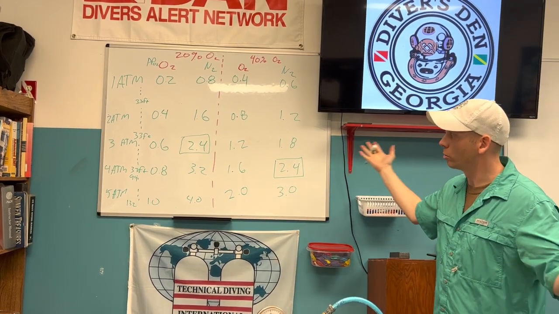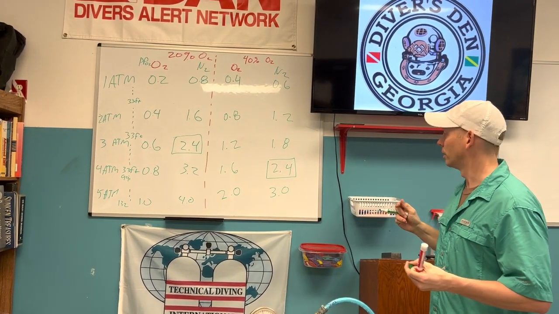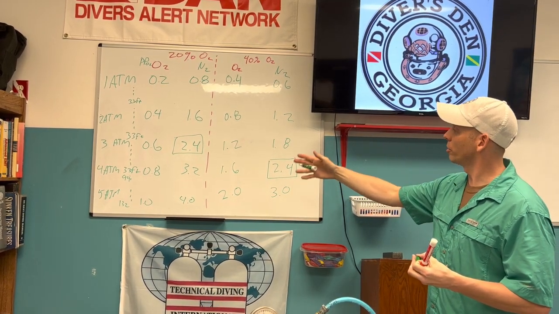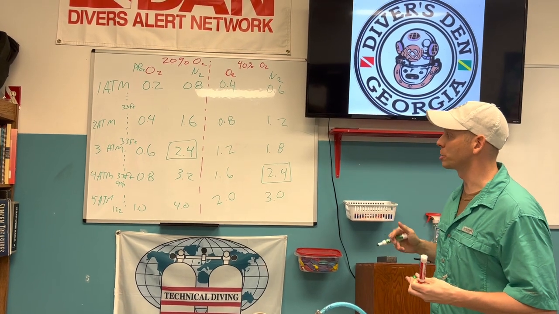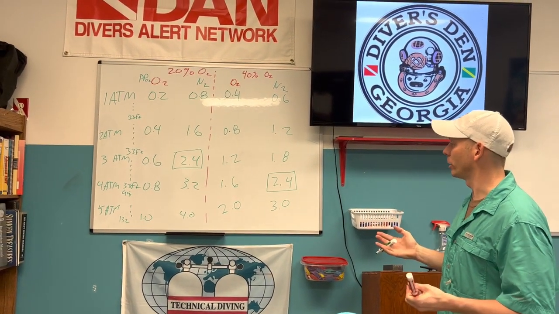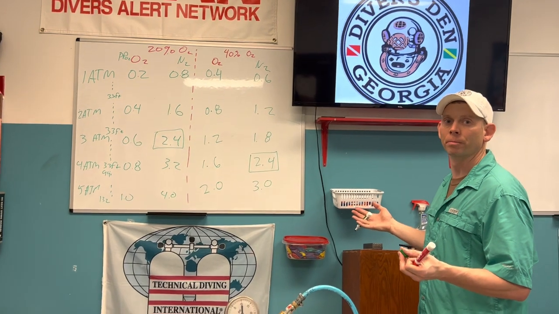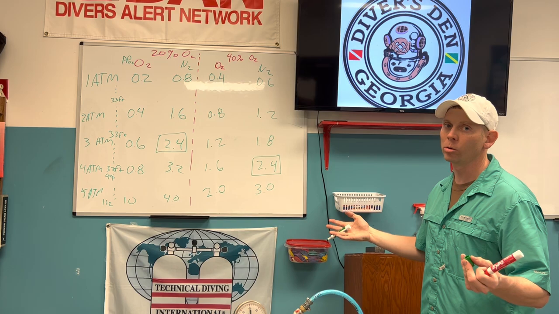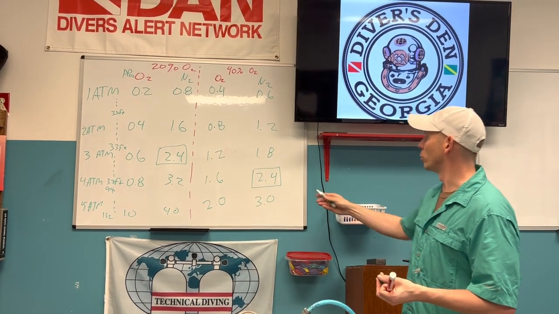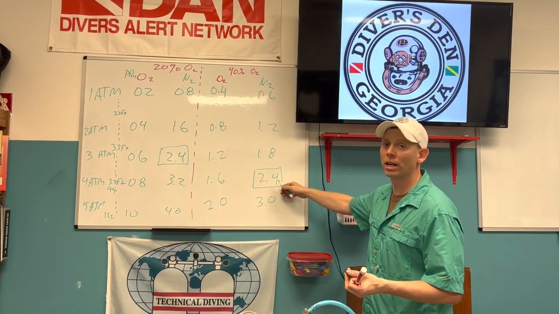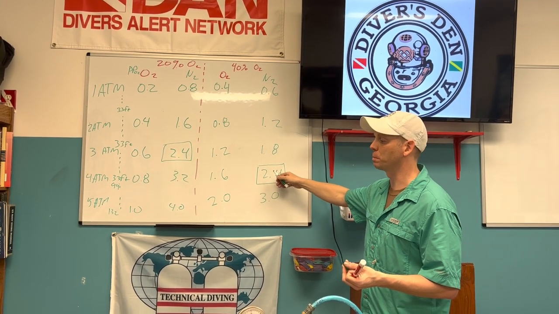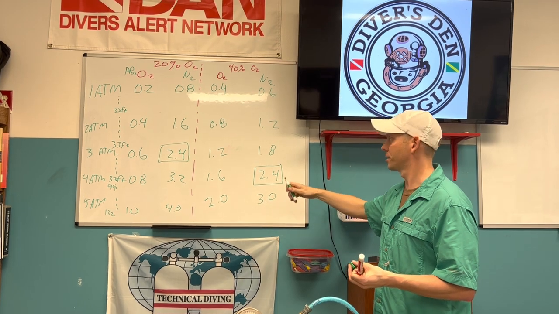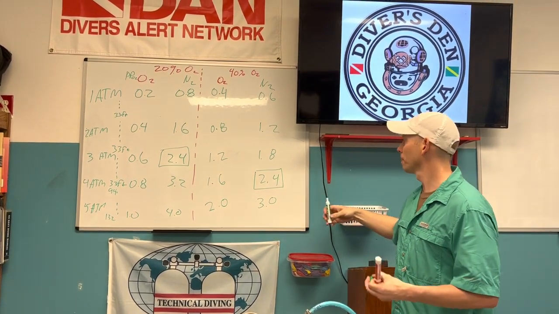Why would we not do a 100% mix? We'll get to that in a second. If you're wondering how we manage our nitrogen exposure, there's a tool for that. We call that no decompression limits. That's a function of our depth and our time. The deeper we go and the longer we stay, the greater our exposure to the partial pressure of nitrogen in our body. And that's why it's a no decompression limit.